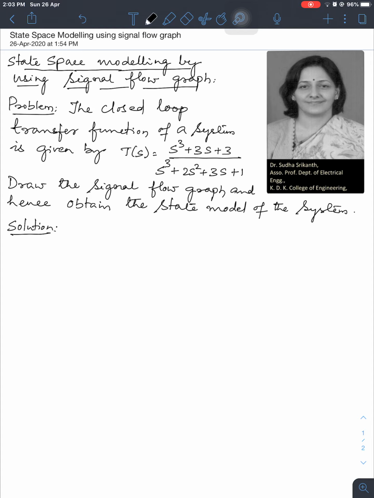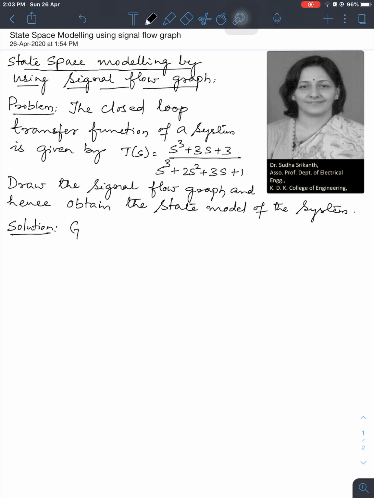So the problem says the closed loop transfer function of a system is given by T(s) equal to (s³ + 3s + 3) upon (s³ + 2s² + 3s + 1). Draw the signal flow graph and hence obtain the state model of the system. Alright. So the overall transfer function is known to us. We may have to arrive at this overall transfer function in the form which can be understood from Mason's gain formula. So what exactly do we mean by that and how to go about it? We will try to see step by step.